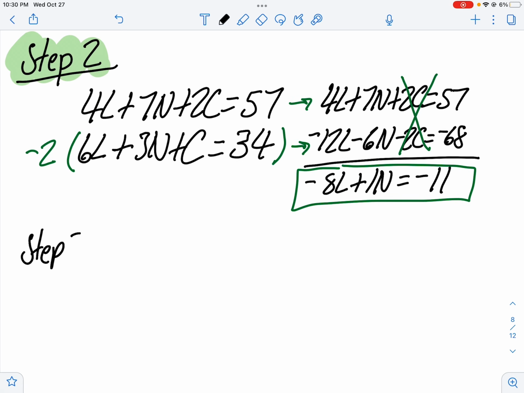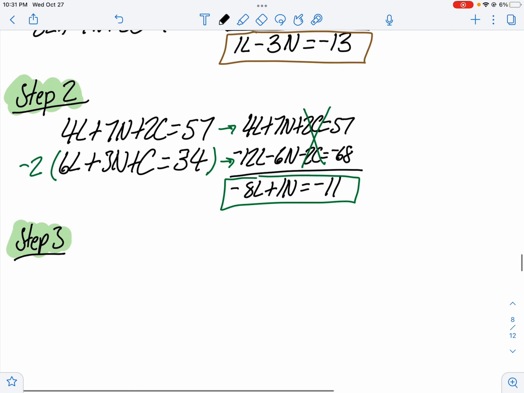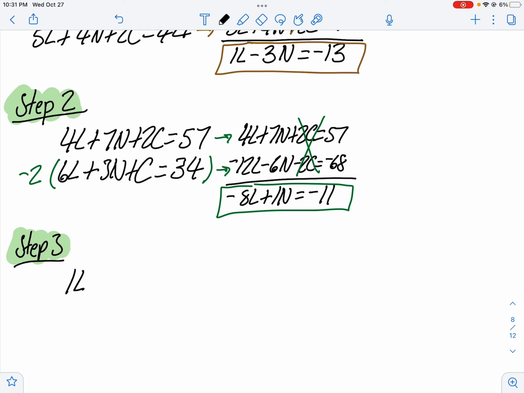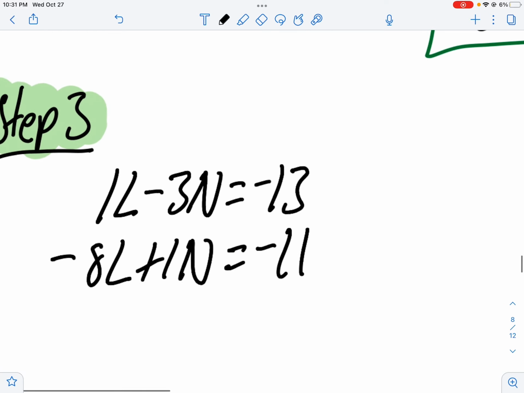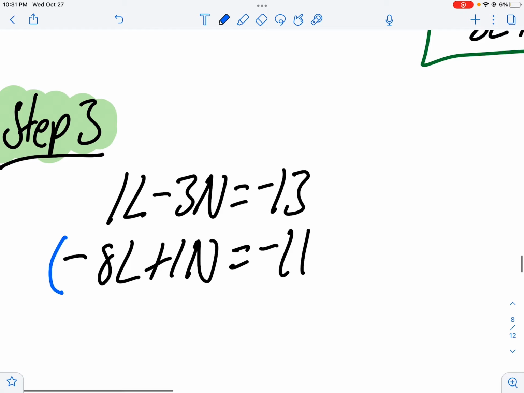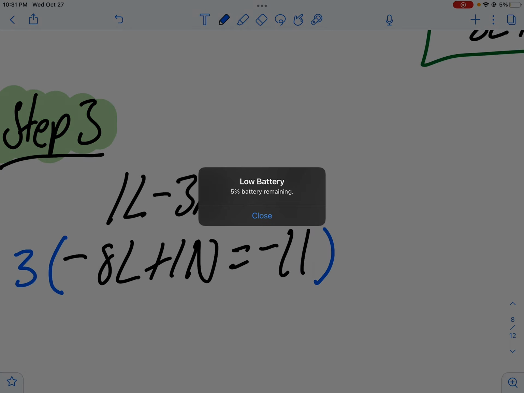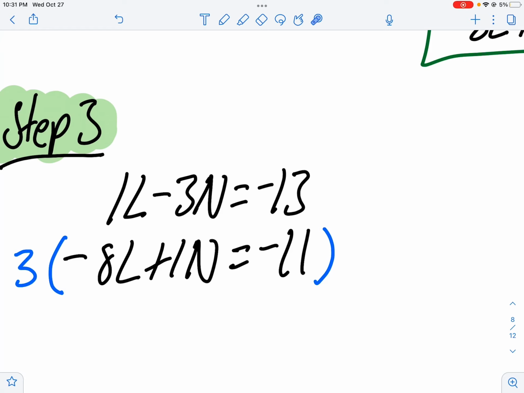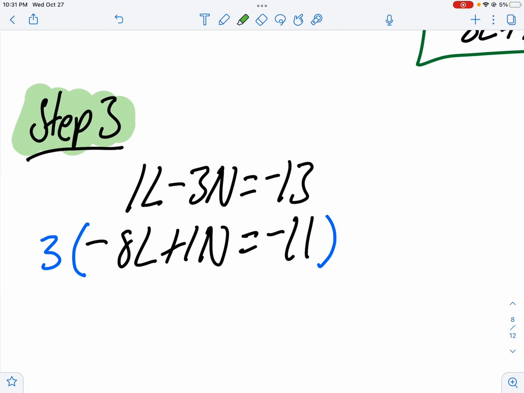So step 3, we are going to pick our 2 boxed equations. We're going to write them down. So we have 1L minus 3N is equal to negative 13. Negative 8L plus 1N is equal to negative 11. So to make my life simpler here, what I'm going to do is multiply this bottom equation by 3. Right? So when I multiply by 3, I'm going to get positive 3N.